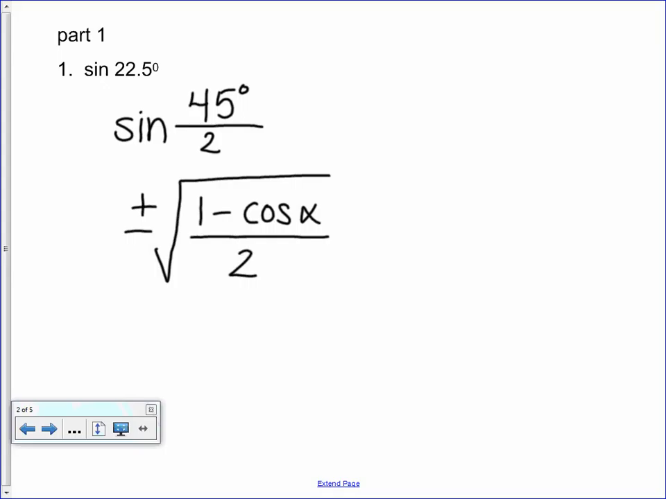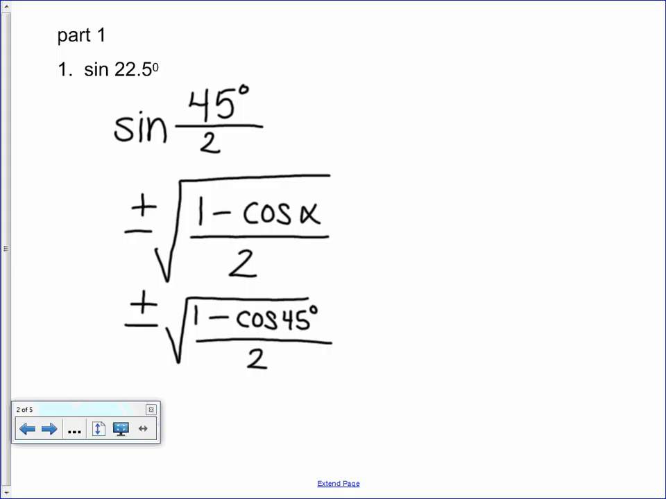So, ready to start putting things in? Plus or minus, this will take 8 steps. That's why these start time consuming. Plus or minus the square root of 1 minus the cosine. It'd be really silly, doesn't this stand for angle? It'd be really silly to put 22.5. We don't know 22.5, but we do know 45 is going to go in there. Divided by 2.